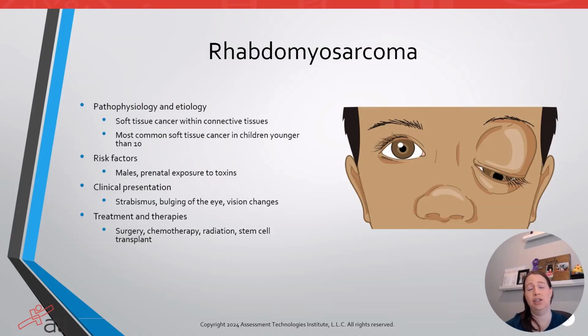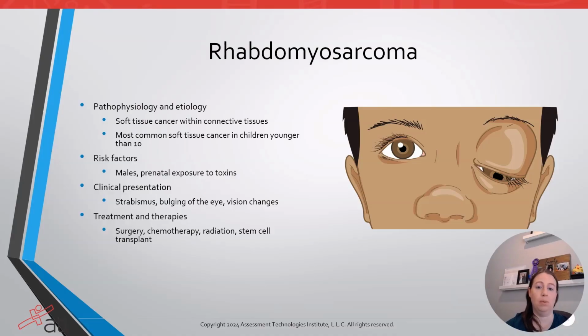Rhabdomyosarcoma. Okay, this is in the cells of the connective tissue, like the skeletal muscle tissue. And it can occur in other parts of the body, but the eye is included here. The cause of it is not well understood, but it usually involves changes in the DNA within the cells that lead to cancerous growth. It represents about 3% of all childhood cancers, and is the most prevalent soft tissue sarcoma in kids under 10.